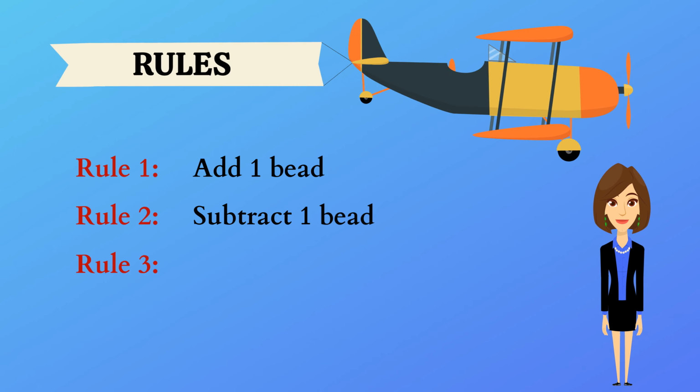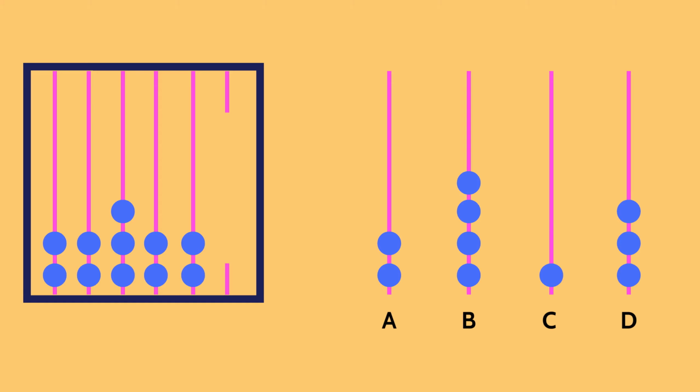Rule 3. 2 similar followed by 1 different. In this example, the first 2 rods have 2 beads each, and the third rod has 3 beads. The rods 4 and 5 have 2 beads each. So the pattern here is 1 1 2 1 1 2. Thus, as per the rule, the sixth rod should have the same number of beads as the third rod, which is 3 beads. Hence, the answer should be option D.